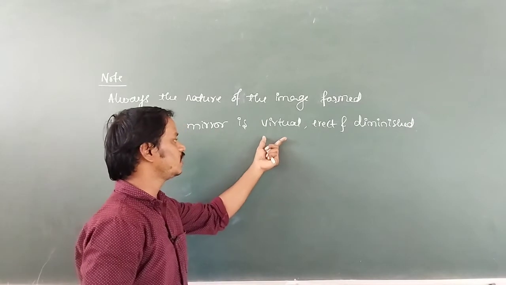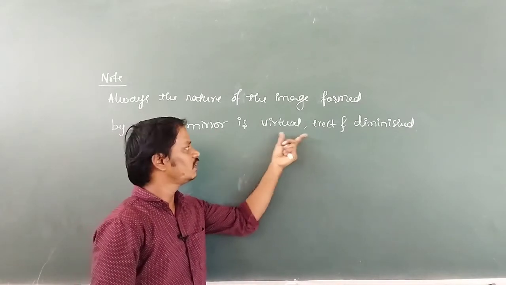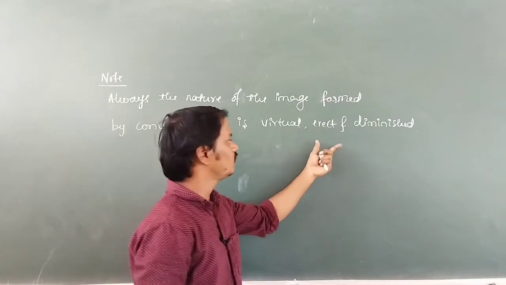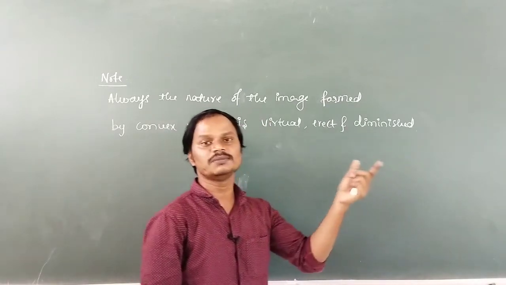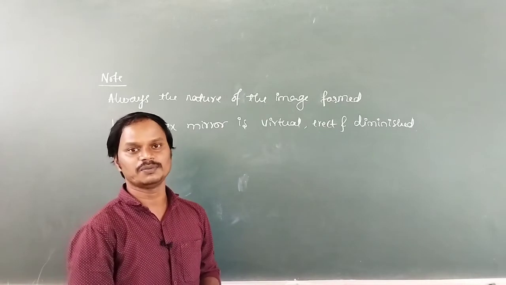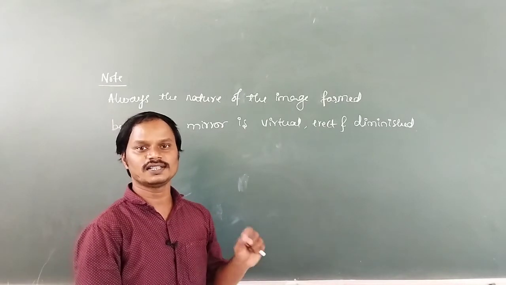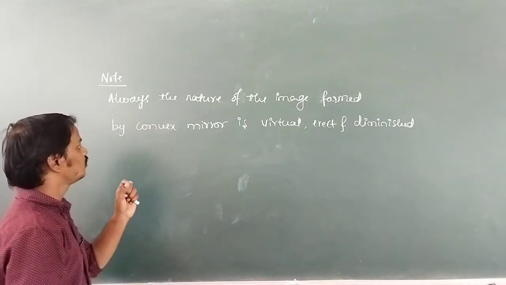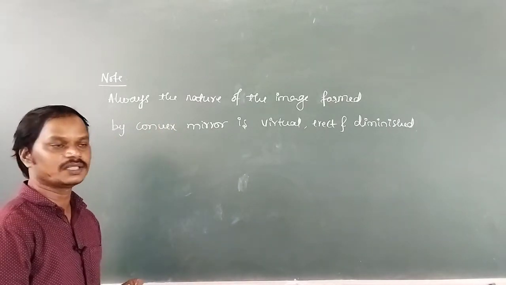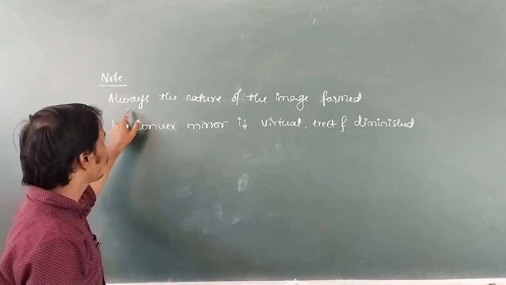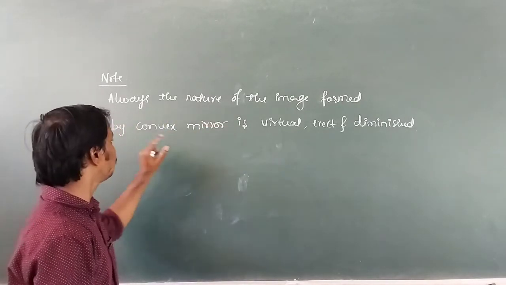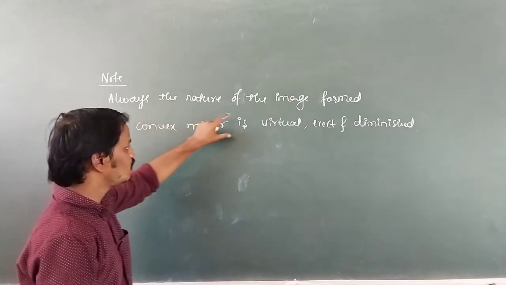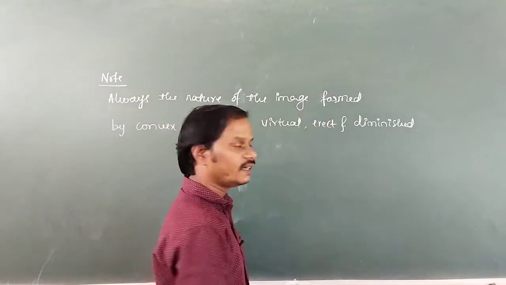Virtual means we cannot see this image on the screen. Erect means if the object is upright, then the image is also upright. Diminished means the size of the image is less than the size of the object, means the height of the image is less than the height of the object. Remember this point. What is the note related to the formation of image by convex mirror? Always the nature of the image formed by convex mirror is virtual, erect and diminished.